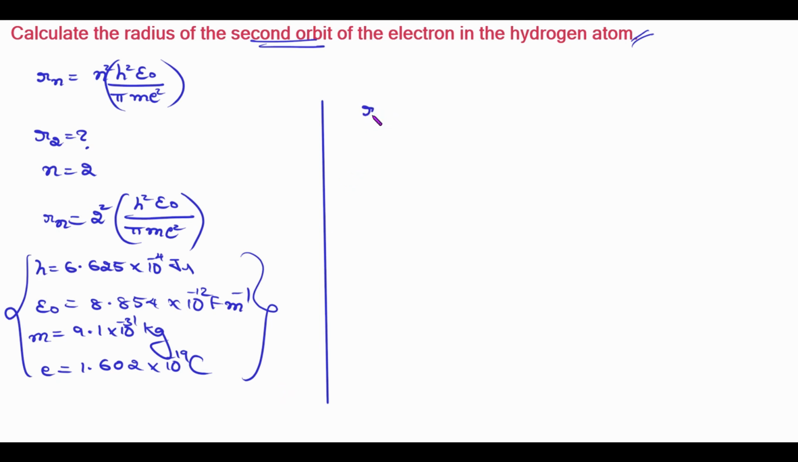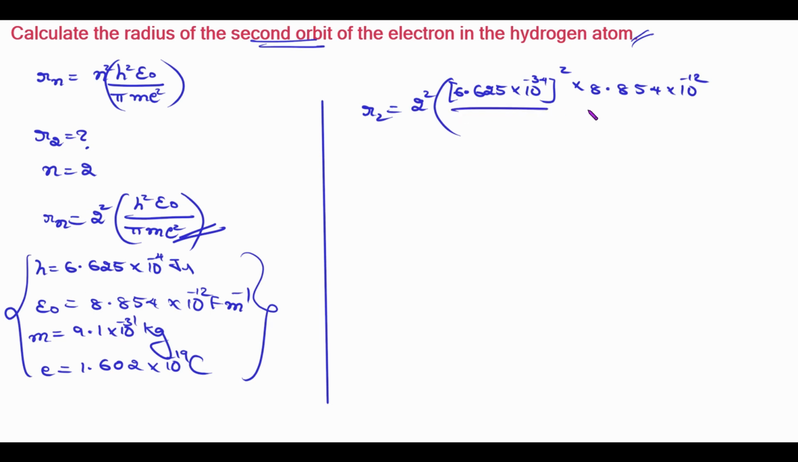So here R2 is equal to, now let's come back to this formula and substitute the values. 2 square, h is 6.625 into 10 to the power of minus 34 whole square, into epsilon naught, which is 8.854 into 10 to the power of minus 12, divided by the value of pi, which is 3.14, into m, which is 9.1 into 10 to the power of minus 31, into e square, which is 1.6 into 10 to the power of minus 19 whole square.